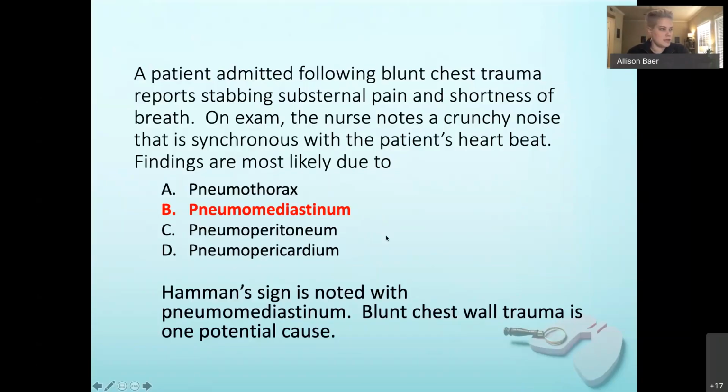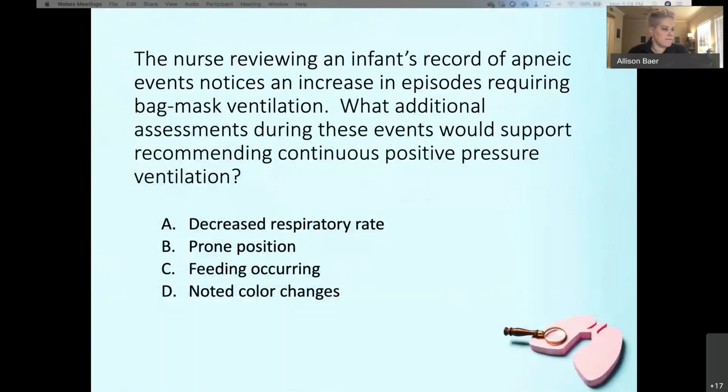So, next, I've just got 5 more. Okay, the nurse reviewing an infant's record of apneic events noticed an increase in episodes requiring bag mask ventilation. So what additional assessments during these events would support recommending continuous positive pressure ventilation? So is it a decreased respiratory rate, prone position, feeding occurring, or noted color changes?